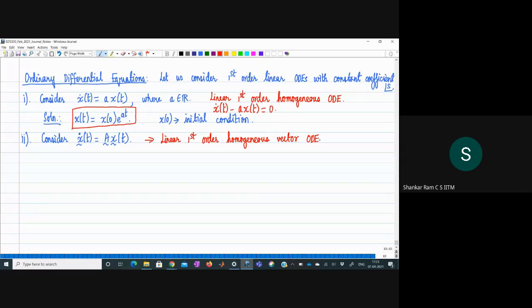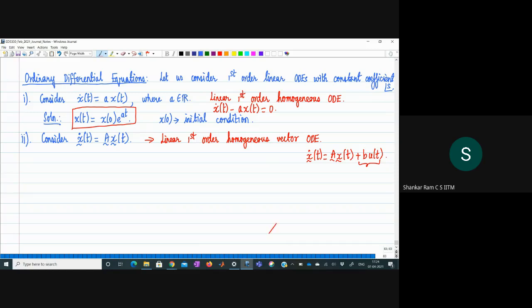Because if you look at the state space representation, if you recall, we had x dot t equal to A x t plus B u t. That was the state equation, and B u t is the forcing term. We are not considering the forcing term here. That's why it's homogeneous. We are looking only at the homogeneous component of this particular equation. So this is what's called a linear first order homogeneous vector ODE.